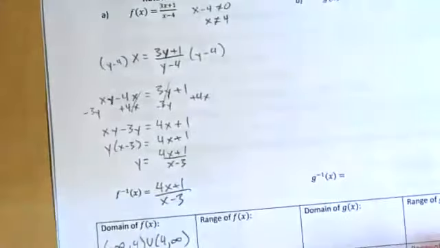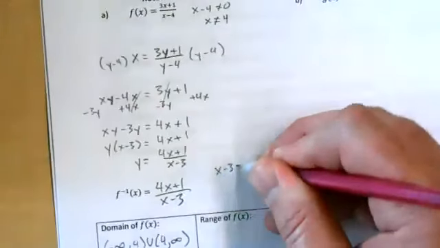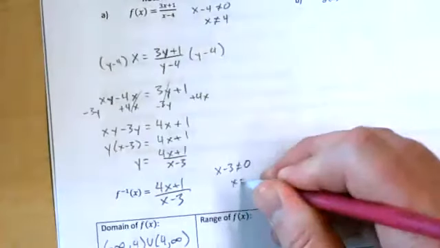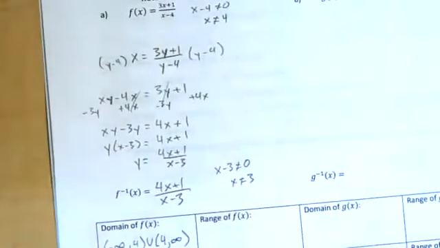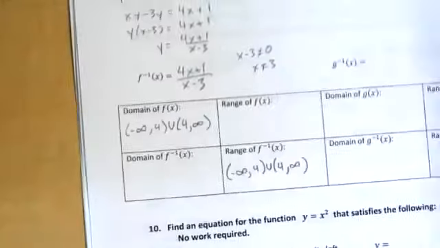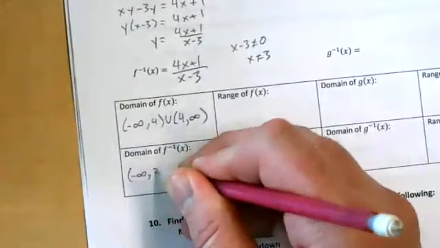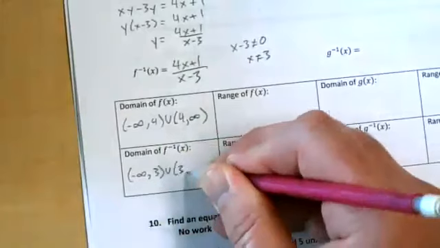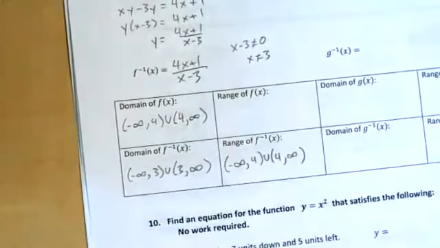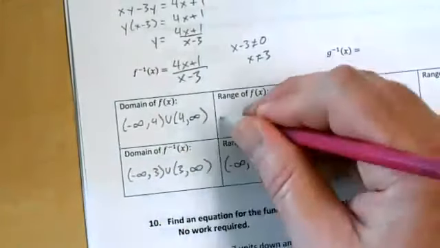All right, there's my inverse. To find my domain, we're going to go x minus 3 not equal to 0, so x is not equal to 3. So my domain of my inverse is going to be everything except for 3. So negative infinity up to 3, gap, and then 3 to infinity. And that should be the range of the original function also.